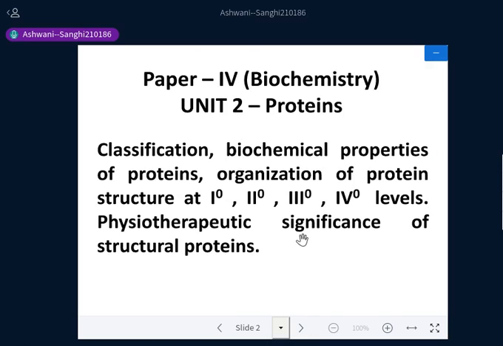Today we will discuss unit 2, proteins. In this unit we will discuss classification and biochemical properties of proteins, and organization of protein structure at primary, secondary, tertiary and quaternary levels. And then we will discuss the physiotherapeutic significance of structural proteins.